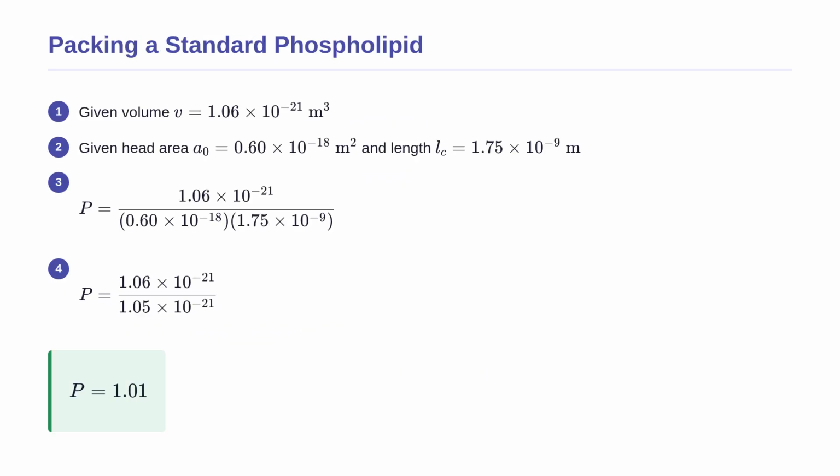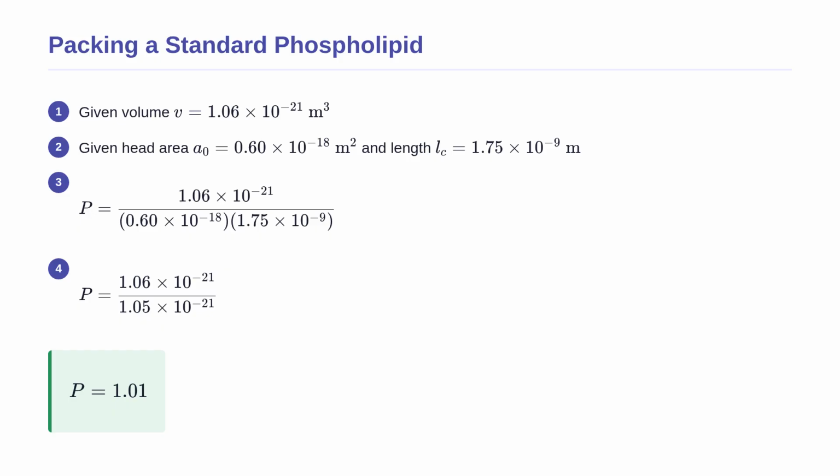Before we move on, let us see this formula in action with a concrete example. We want to determine the packing shape of a typical phospholipid found in human cells. We are given the volume of its two fatty acid tails, the optimal head group area, and the maximum tail length. We need to find the packing parameter to see if it forms a flat bilayer.